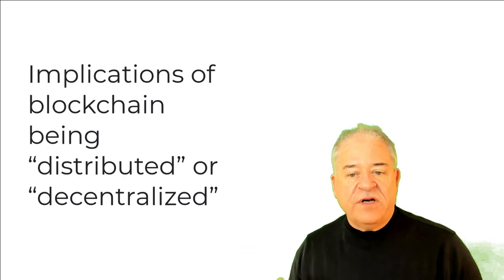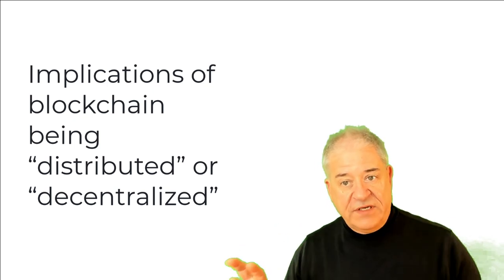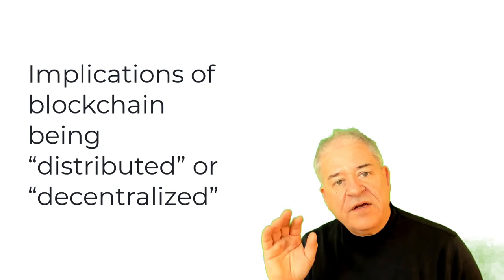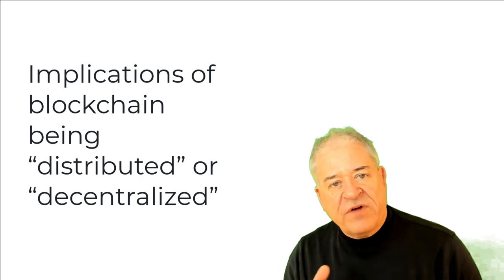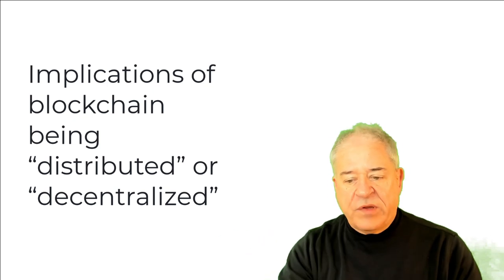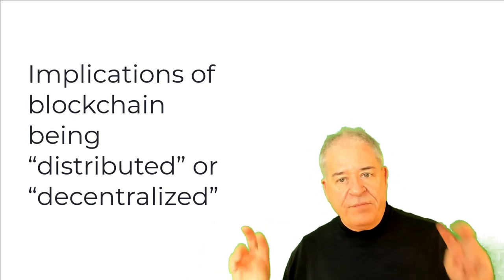Finally, we're going to move on to the implications of blockchain being a distributed mechanism. By distributed we mean that it's not software that's running on just one person's machine. Right? There's not some central repository where the blockchain is kept, but rather anybody can have a copy of the blockchain.